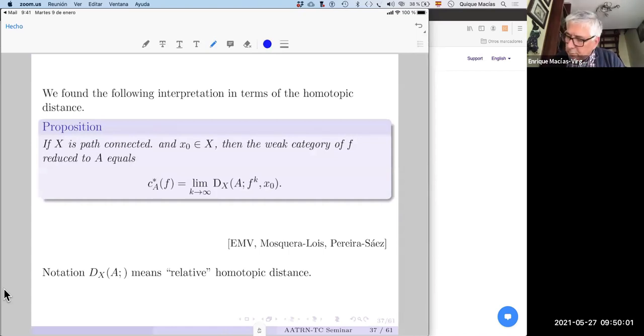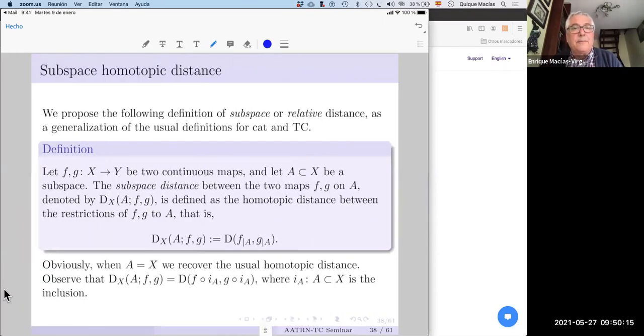And here I have introduced the notation for what we call the relative homotopic distance or subspace homotopic distance, which I shall explain now. So we propose the following definition of subspace or relative distance as a generalization of the usual definitions for subspace category and relative topological complexity. If you have two maps and a subspace A of the domain, the subspace distance is just the distance between the restrictions of f and g to A. We shall use this notation.